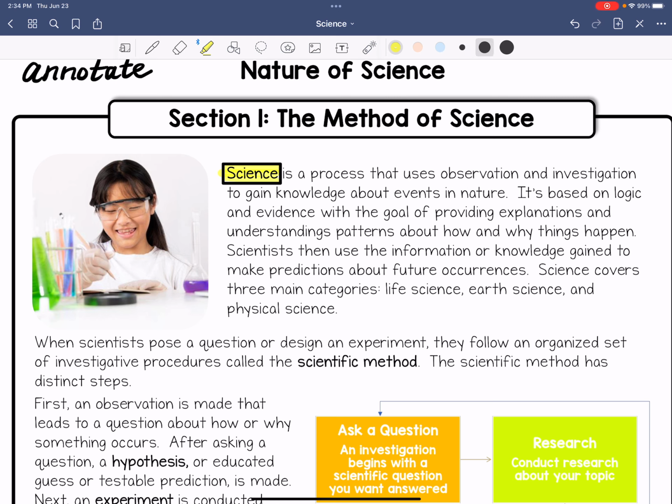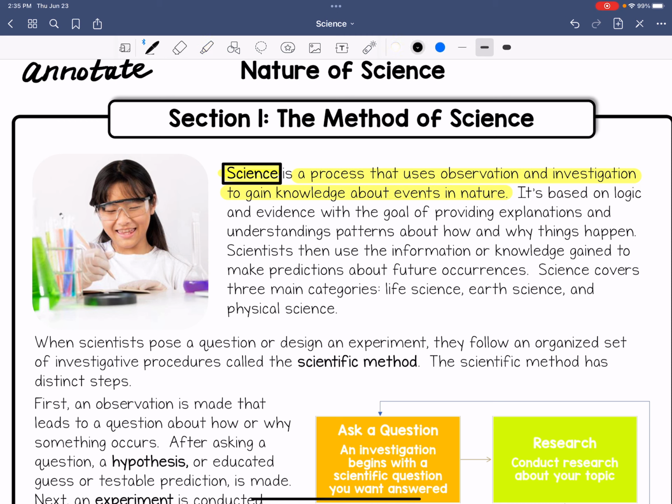Science is a process that uses observation and investigation to gain knowledge about events in nature. This will happen on tests a lot. Your test question may say, "What is science?" And if you know this trick, you can look back in the passage and find that answer. You don't even have to wonder about it. It's right there. It is stated for me.